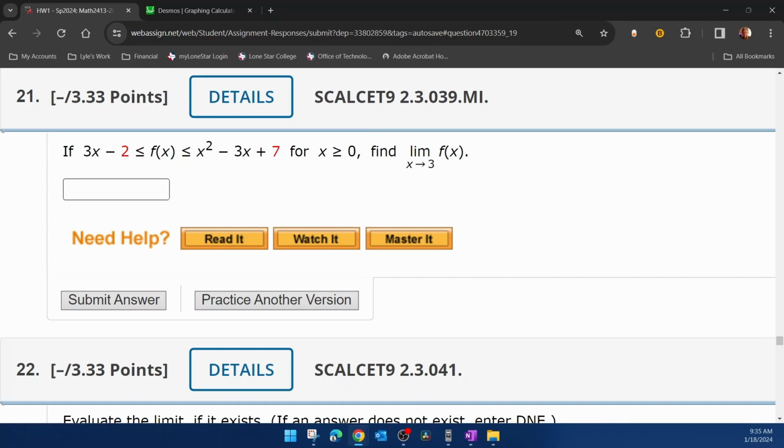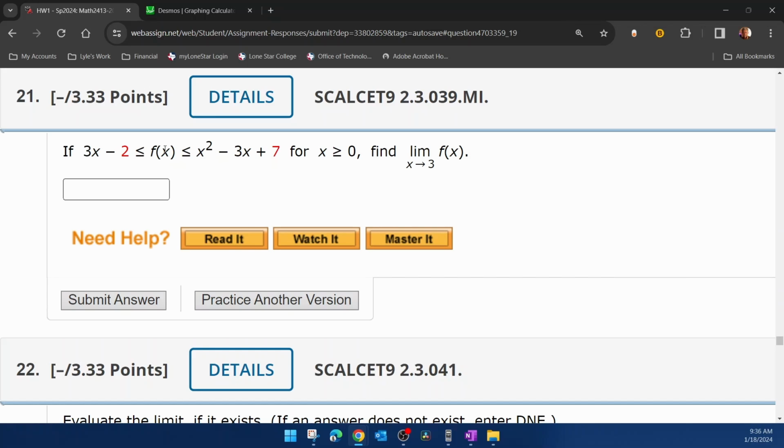Question 21 from our Calculus 1, homework number 1 in WebAssign. It says if 3x minus 2 is less than or equal to some f of x, but then that f of x is less than or equal to this trinomial, for every x greater than or equal to 0, that means that f of x is bigger than 3x minus 2, but f of x is smaller than x squared minus 3x plus 7. They want us to find the limit as x approaches 3 of f of x.